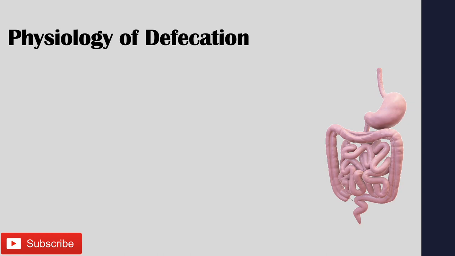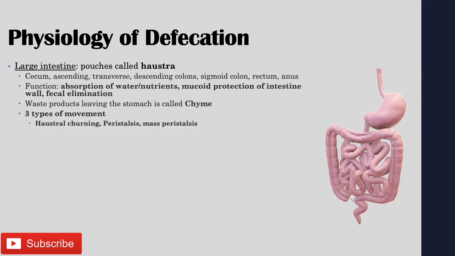Physiology of defecation. Defecation is just another word for bowel movement, and the section begins by discussing the large intestine. The large intestine is a muscular tube that's lined with mucous membrane. It's made up of pouches of muscle, and if you look at the picture here, these square sections are the pouches I'm talking about, and they're called haustra.